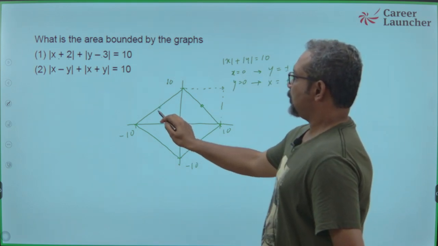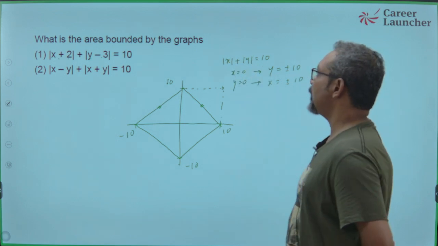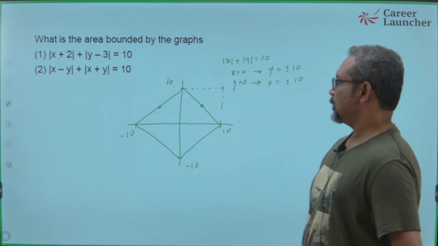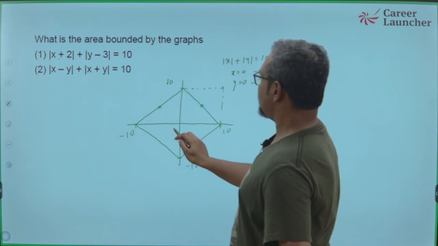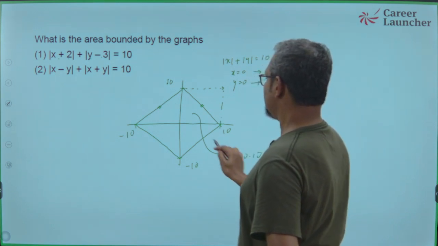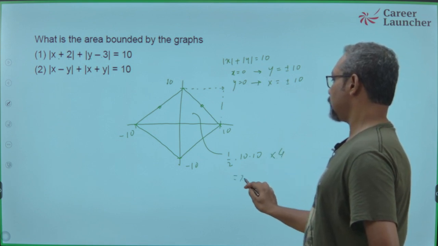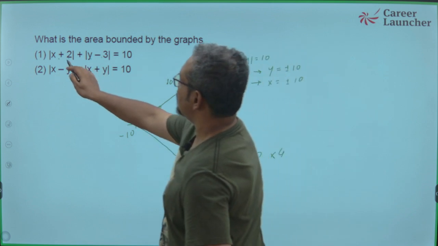Here if I have x as minus 5 and y as 5, mod of minus 5 is 5, mod of 5 is 5, 5 plus 5 is 10. So this is the thing. What is the area bounded? This area would be half times 10 times 10, and there are 4 of those. So 200. Why did we not consider this plus and minus thing?